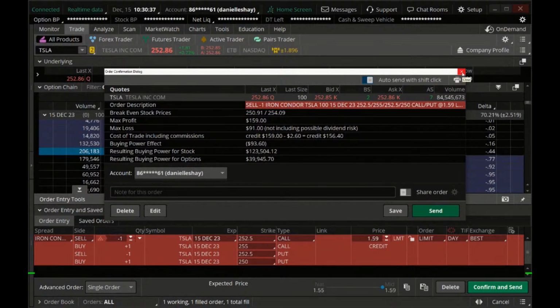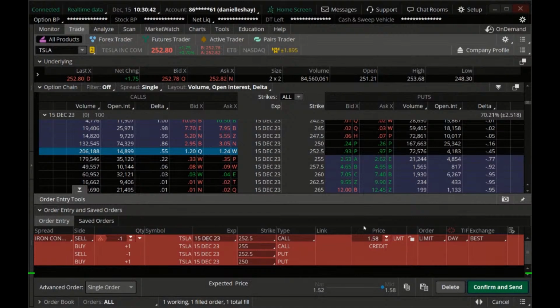Generally with these, if you can target 50% of the credit, 70% of the credit, I think that is just fine. So if you're taking in $1.57 credit, you try to buy it back for like 75 cents, try to buy it back for $1.